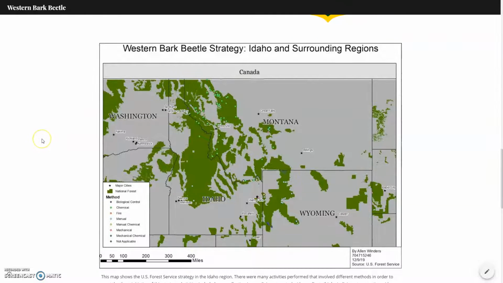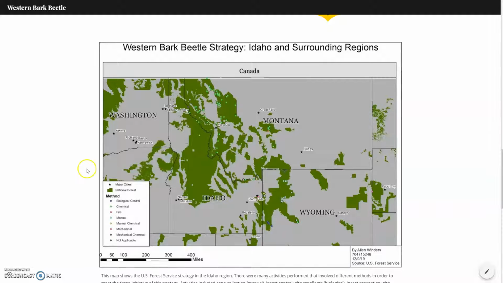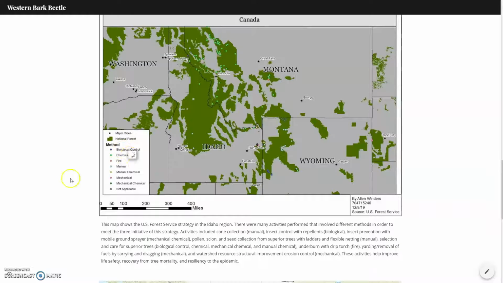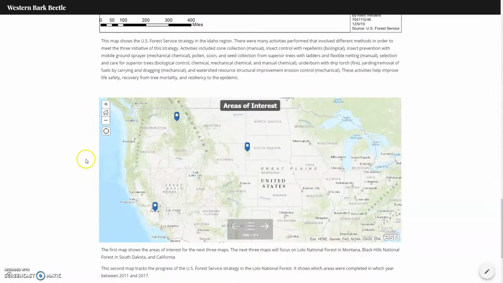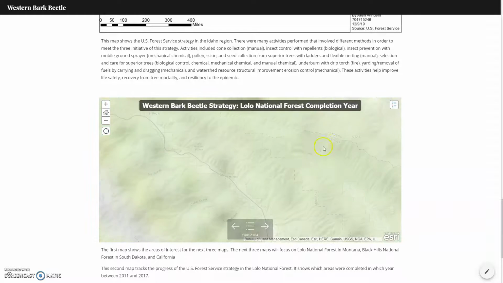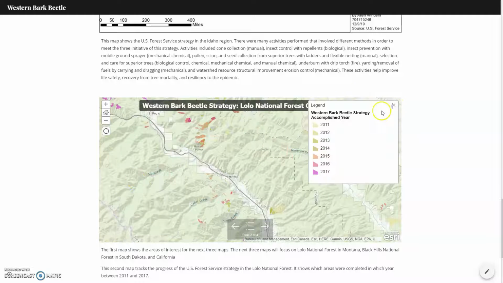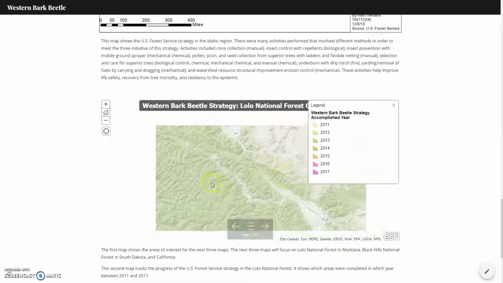This map highlights some of the things that they did in the Idaho region. They did a lot of different methods, from biological control to fire to mechanical to chemical. These could be any activities from cone collection to insect prevention to selection and care for superior trees. Next, I want to highlight some areas of interest. The first one over here is also in Idaho, in the Lolo National Forest. You can get a chronological order of what things they did and when in this region.